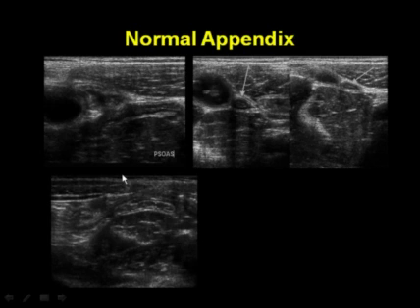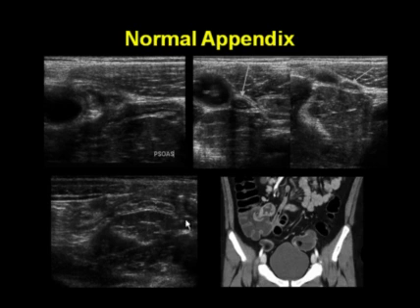Here again, another nice, very well visualized normal appendix. And as you can see in this final slide, CT also can readily identify a nice normal appendix seen here containing small amounts of air.